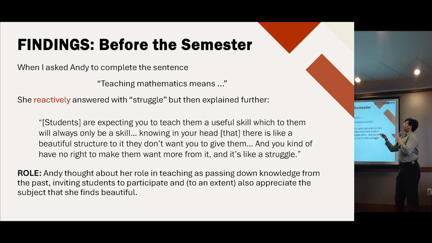In the beginning, before the semester started, I asked Andy and all of my other participants to complete the sentence, "Teaching mathematics means blank." And right away, she reactively said, "Struggle." It caught me off guard. I was like, whoa. And then she saw that I reacted sort of shocked, so she explained it further: they're expecting you to teach them a useful skill, which to them will always just be a skill, knowing in your head that there's a beautiful structure to it that they don't want you to give them. You kind of have to make them want more from it, or you kind of have no right to make them want more from it, and it's like a struggle, okay?